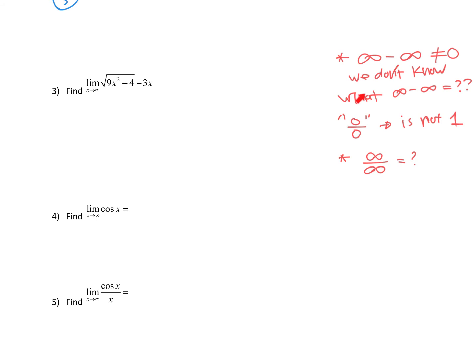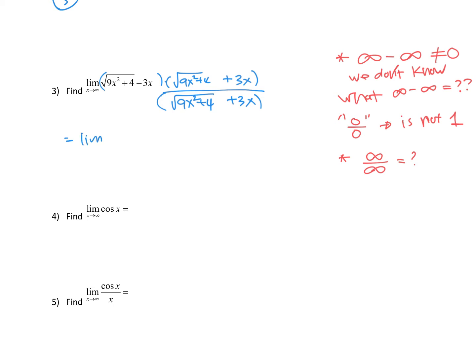All right, so having said that, let's look at this. Basically, it's infinity minus infinity, so that means we don't know what it is. I think we saw something like this, the radical of something minus something. Maybe you can try to multiply by the conjugate. So let's see if that works. Radical 9x squared plus 4 plus 3x over radical 9x squared plus 4 plus 3x. So I'm multiplying that in top and bottom.